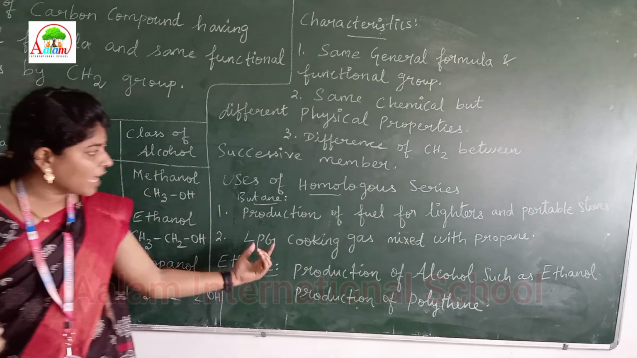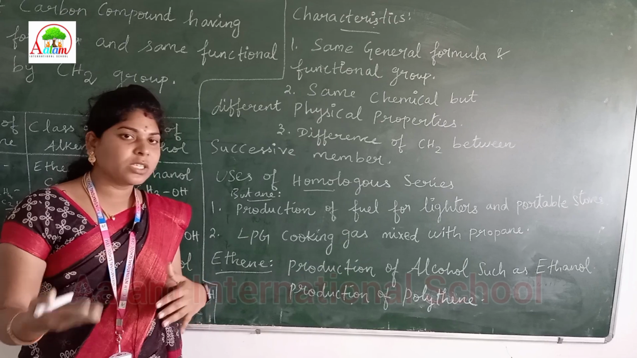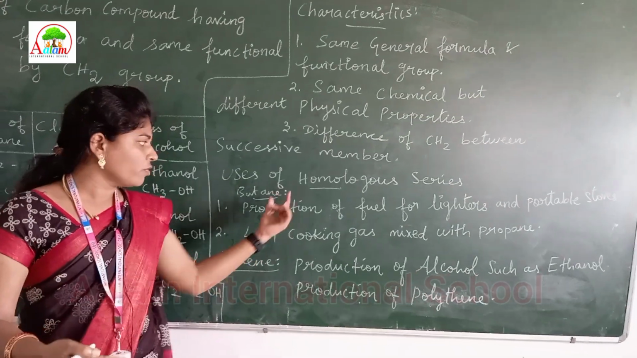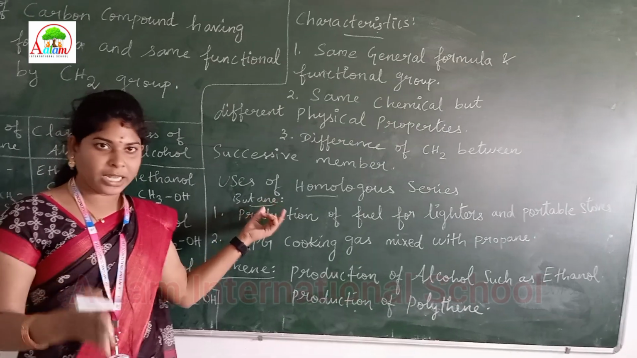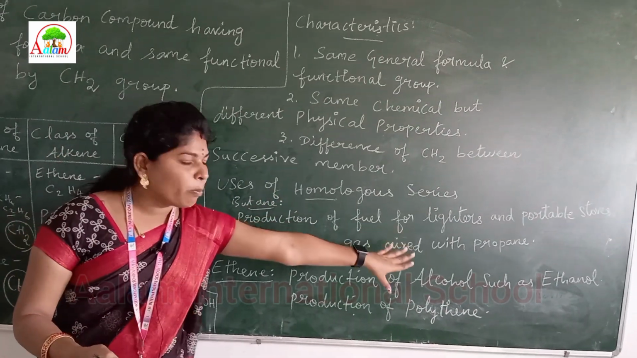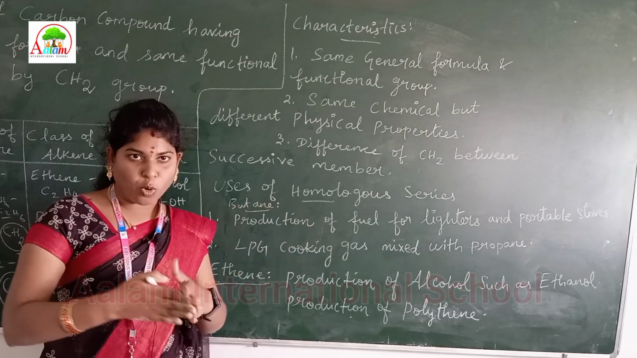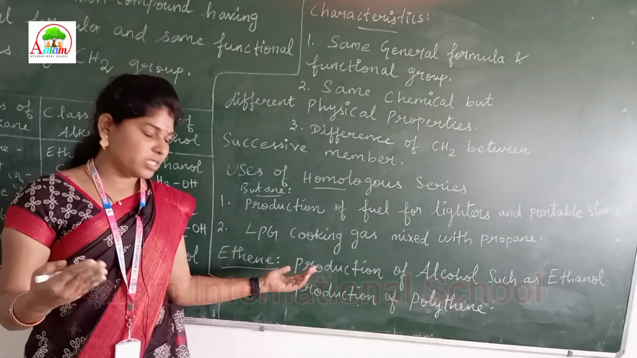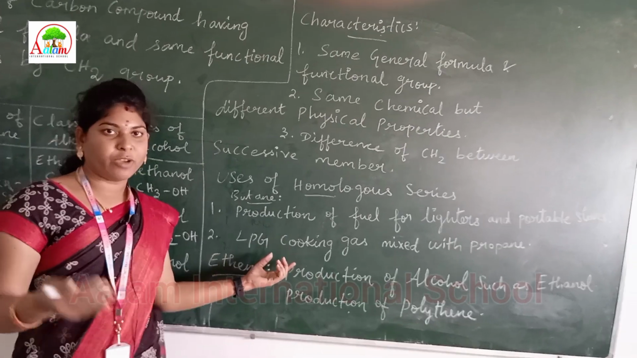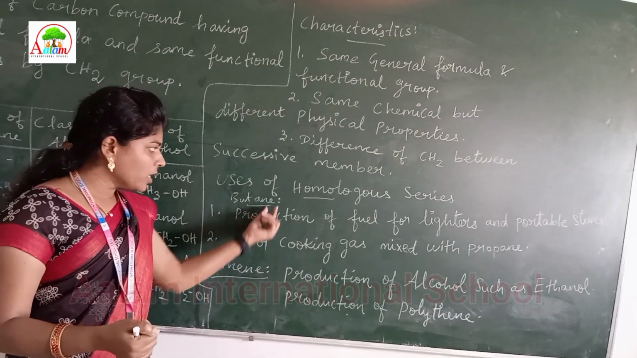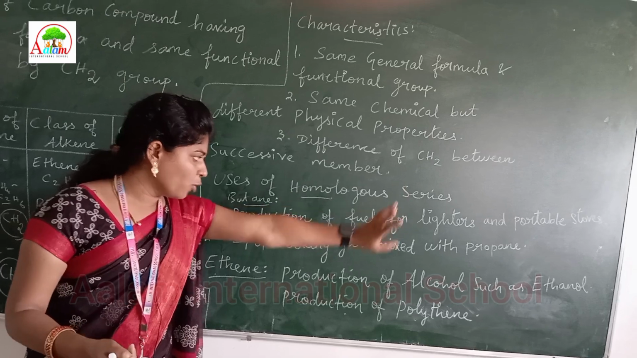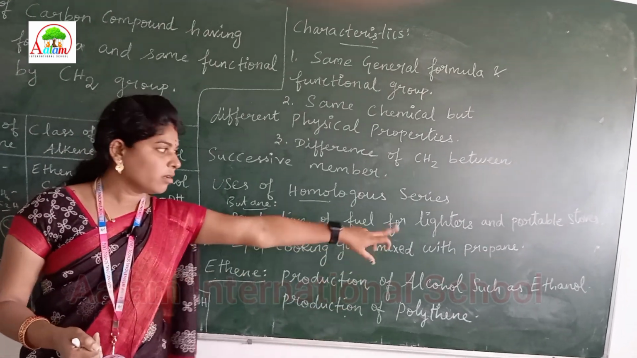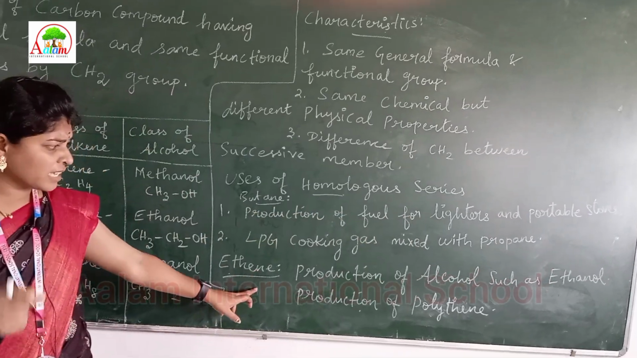The second point is LPG cooking gas. We are using the LPG gas cylinder for our cooking purposes. In that LPG cylinder, one of the main compounds is butane gas. With that butane gas, propane is also mixed. Both together, combined, we use as our cooking LPG gas. LPG stands for liquefied petroleum gas. So butane is used for fuel in lighters and portable stoves, and also as cooking gas with the mixed propane.